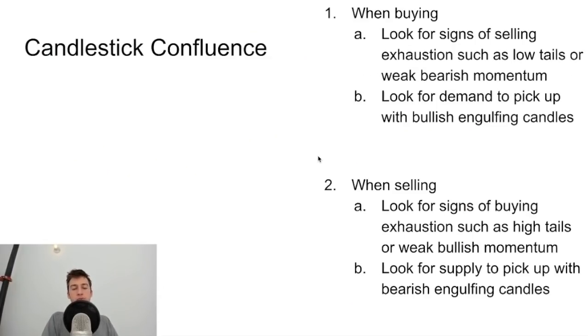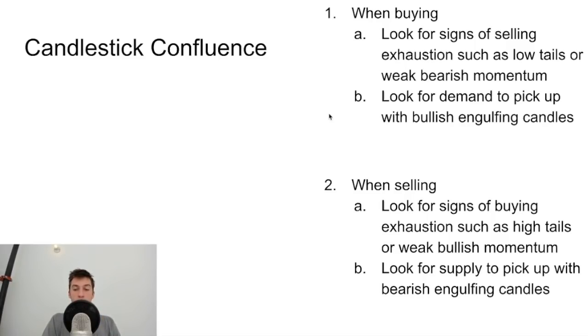So back to adding other layers of confluence with this. One thing that we can look at is Candlestick Confluence. So when we buy, we want to look for signs of selling exhaustion. So this could be low tails, where you have a small body and then a large tail to the downside. But we also want to see high demand picking up with bullish engulfing candles or morning star patterns where you get a bearish move, a doji, and then a bullish move.